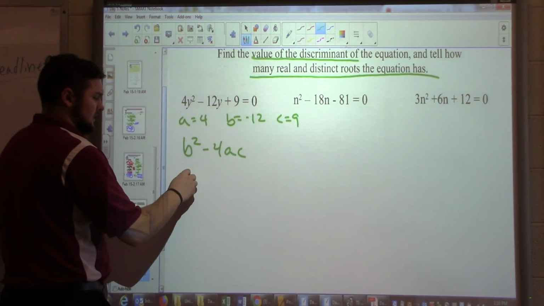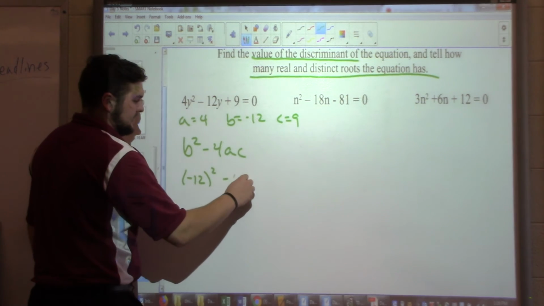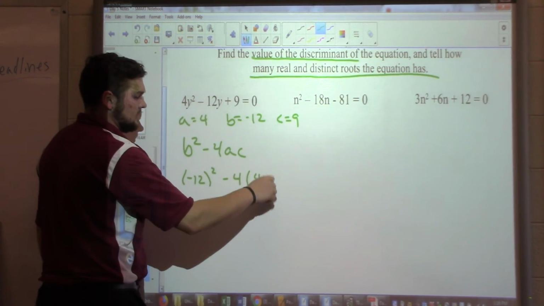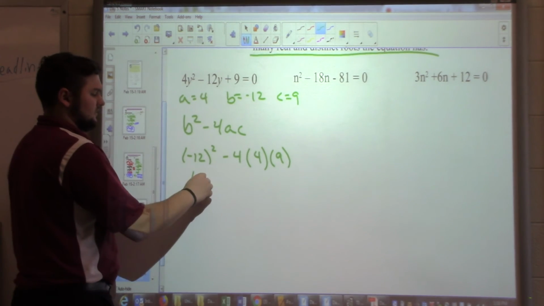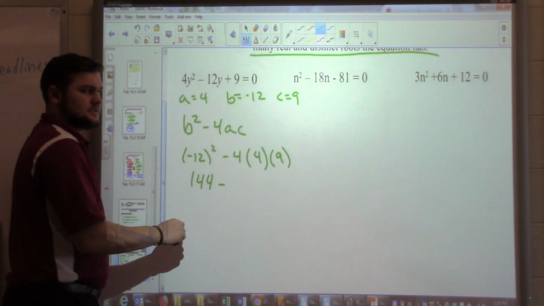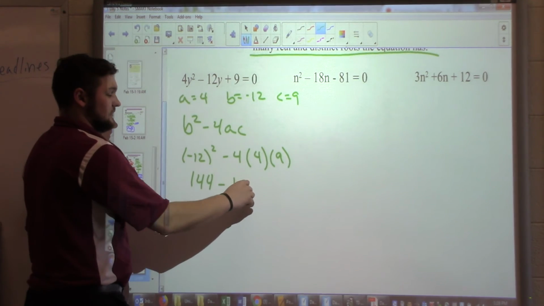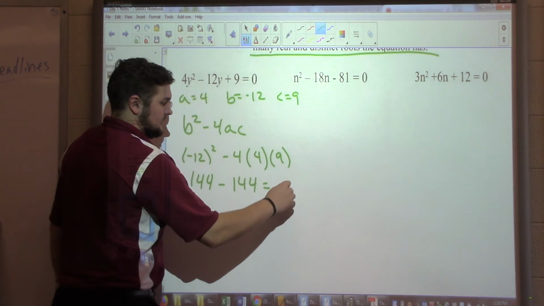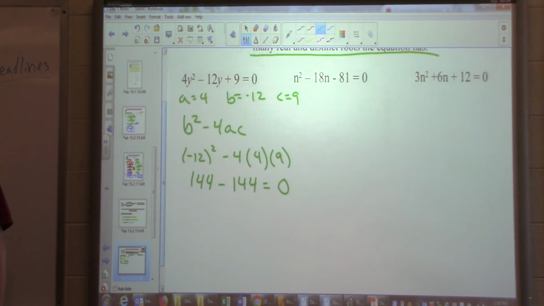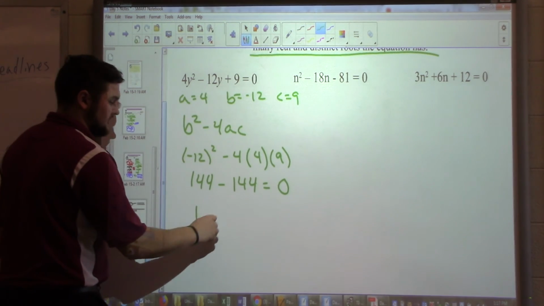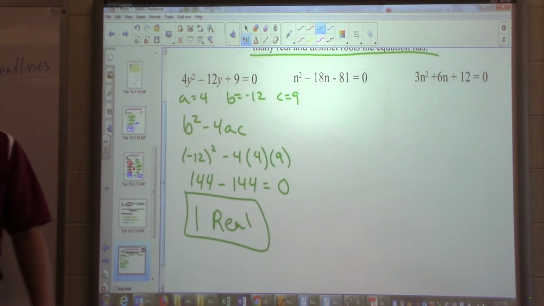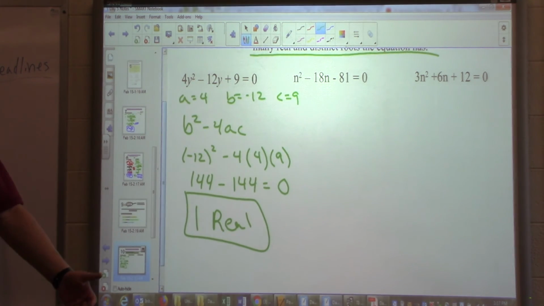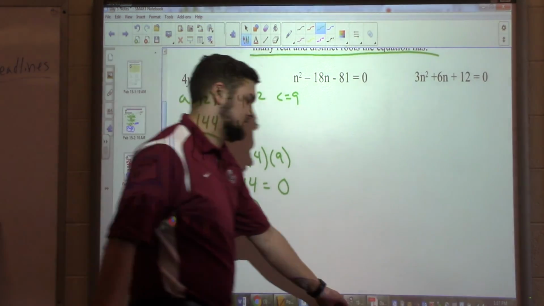So b is negative 12, so I get negative 12 squared minus 4 times 4, which is a, times c. So I get 144 minus 144, which equals what? 0. So which type of solutions are we going to get here? 1 real solution, right? Because it equals 0, I get 1 real solution. That's all it's asking us to do. Plug it into the discriminant, figure out how many solutions it'll have.